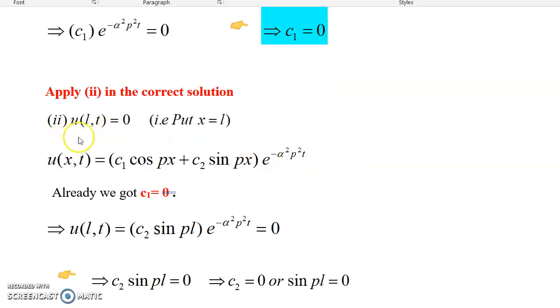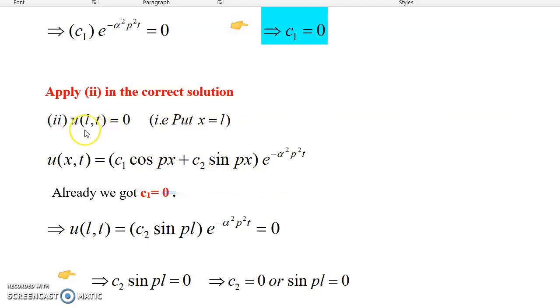Similarly, apply the second boundary condition, U of L comma t equals 0. What is the meaning of U of L comma t? Putting x equal to L. So take again the correct solution. Here we have already got C1 equal to 0. So substitute C1 equal to 0, and you have only C2 sin px.